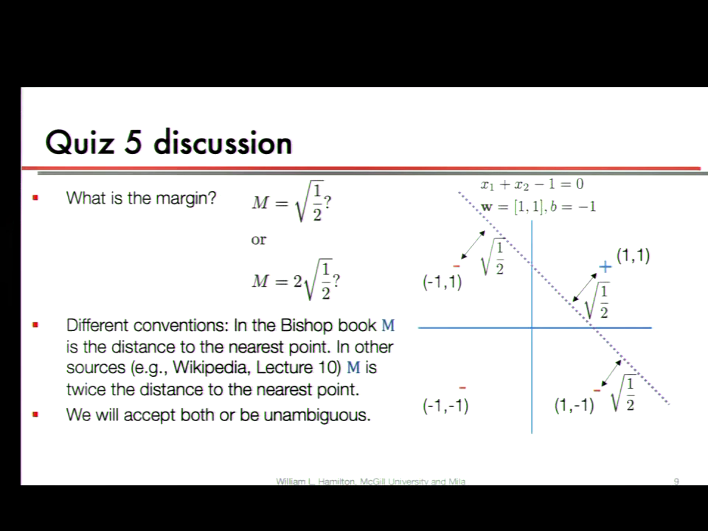boundary. Unfortunately, this is an ambiguity that goes beyond just the lecture slides, and in fact there are different conventions. For example, the Bishop book disagrees with Wikipedia, so we will always be unambiguous: we'll either accept both answers or tell you which one. Really, it's a constant factor of 2. There isn't one that's necessarily right or wrong, it's just a convention.